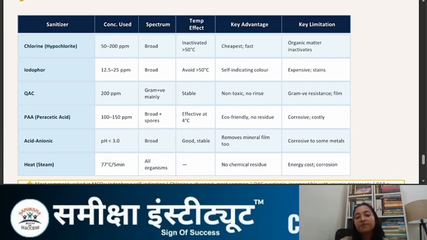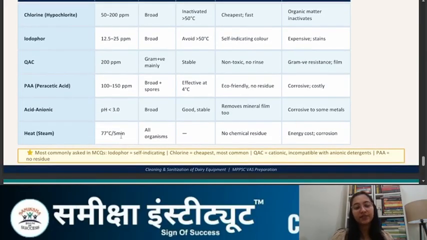Then acid anionic sanitizers, pH less than 3 can be used. Again broad spectrum, good and stable, but again corrosive. It removes the mineral film also. Then heat or steam, which is mostly used, very effective. All organisms are killed, energy cost is there, and sometimes corrosive action is also there. So temperature should be 77 degrees Celsius and at least contact time of 5 minutes.